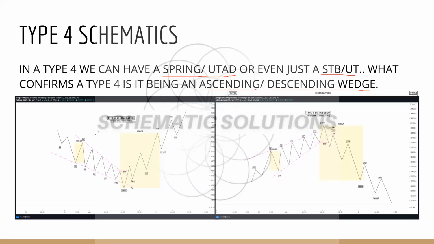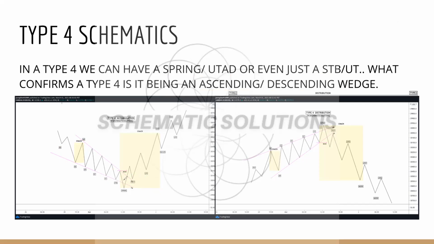So looking at our type 4 accumulation, we have our preliminary support. We have our seller's climax to our AR. That gives us our change of character. We then have a secondary test, and we can have multiple secondary tests. So we have 1, 2, 3. Price could just go secondary test, secondary test, secondary test, and then make a spring if it wants to. So we can have as many secondary tests as we want. Just keep that in mind.